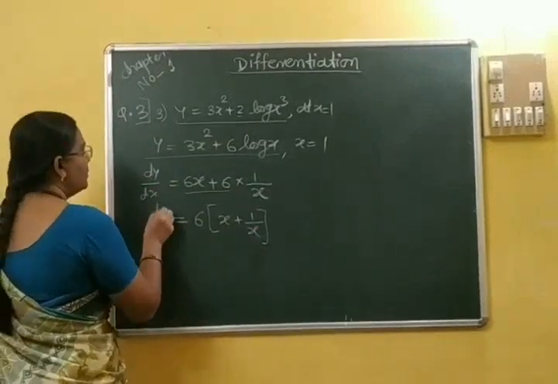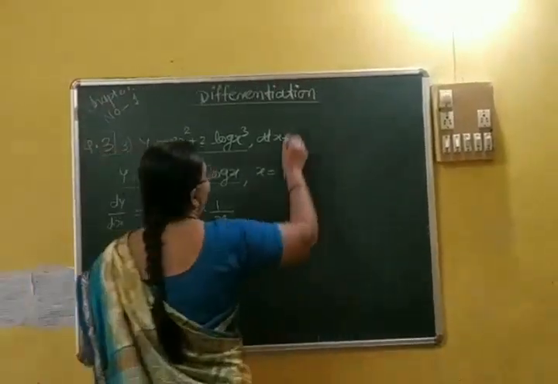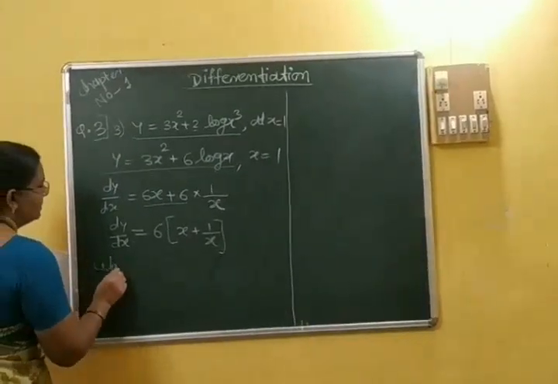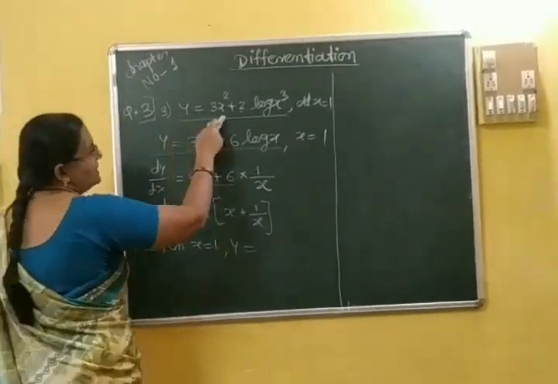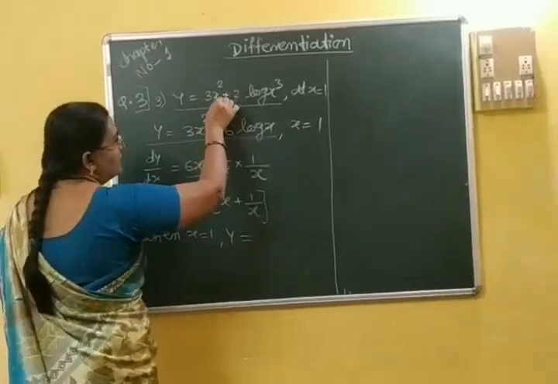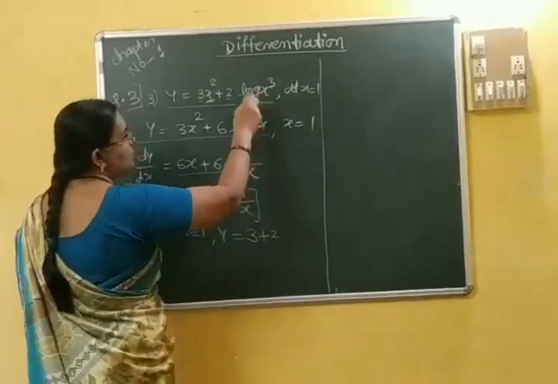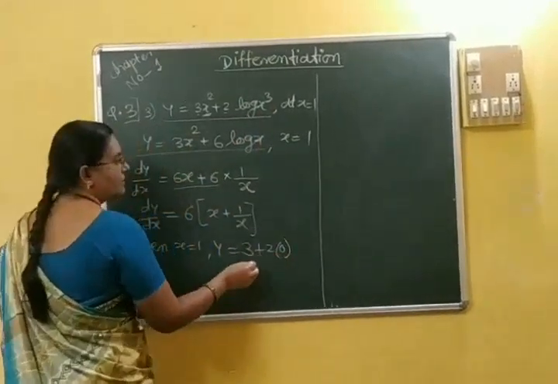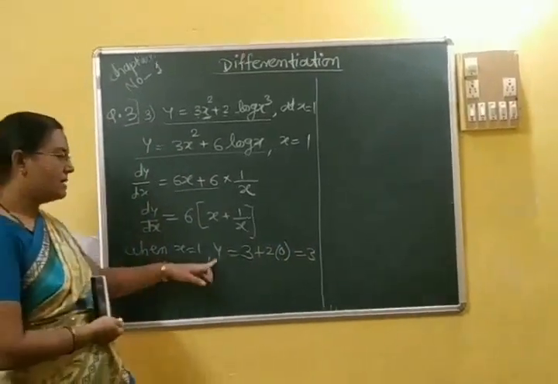This becomes the derivative of the given function. But we have to find the derivative of the inverse function. Whenever x is equal to 1, what is y? Put x equal to 1: 1 squared is 1, that becomes 3, plus 2 times log of 1, which is 0. 1 cubed is 1, and log of 1 is 0, so 2 into 0 is 0, and it becomes 3. The value of y is equal to 3.